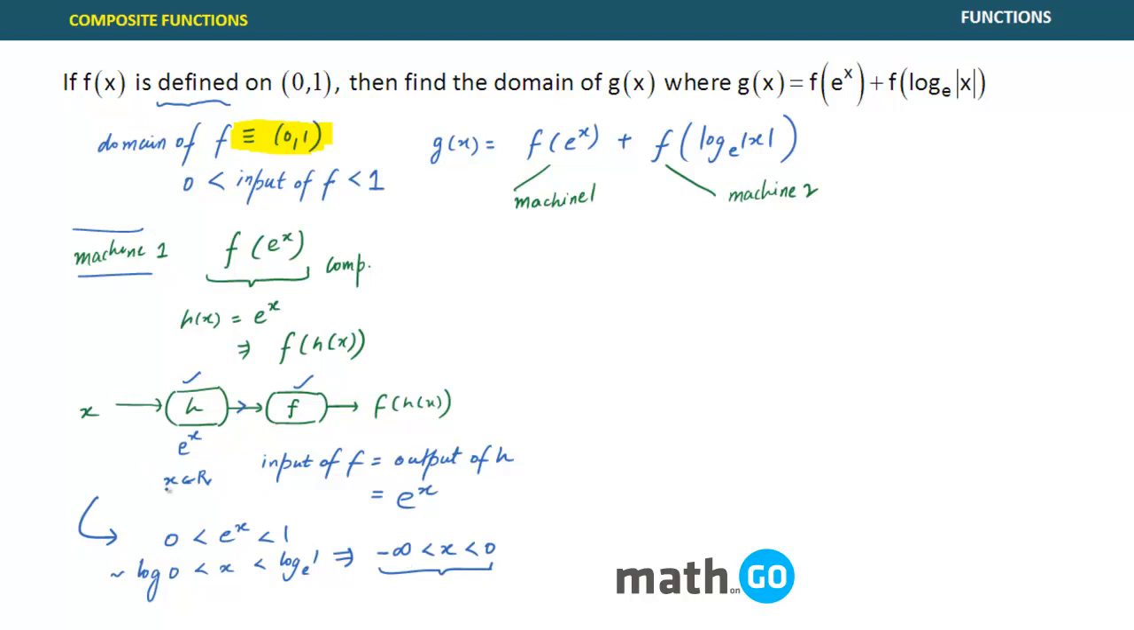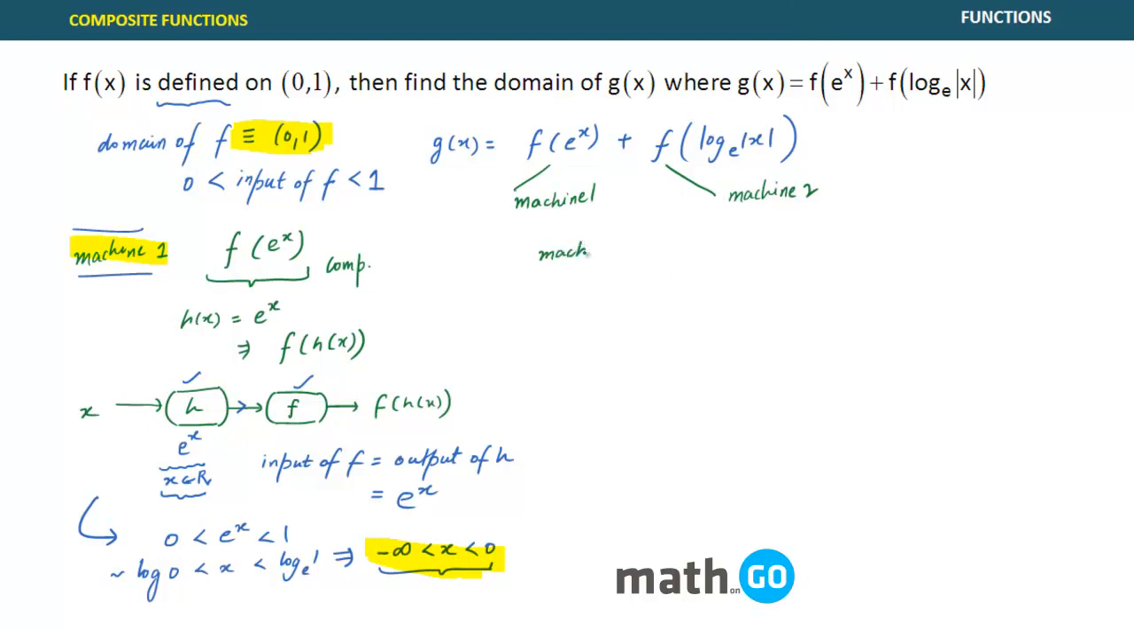Why am I saying minus infinity to 0? Because this first machine works on every value of x. The intersection of this and this is nothing but this particular answer. So machine 1 will work when this is the answer, right? Mind you, we have just solved machine 1. We still have to solve our machine 2. The answer is not still over.